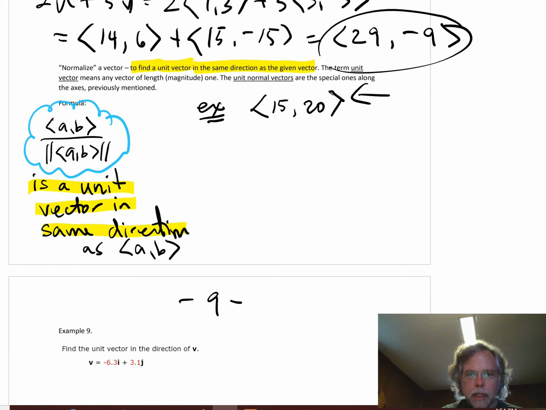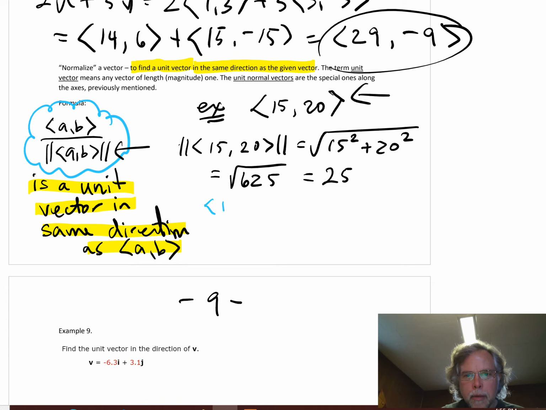So we have to do that, which is a formula from before, the square root of 15 squared plus 20 squared, which is the square root of 625, which is 25. So that's the length, that's the denominator over here. And so what we need to do now is take the given vector, <a, b>, which is <15, 20>, and divide by the length that we just calculated of that vector, 25.